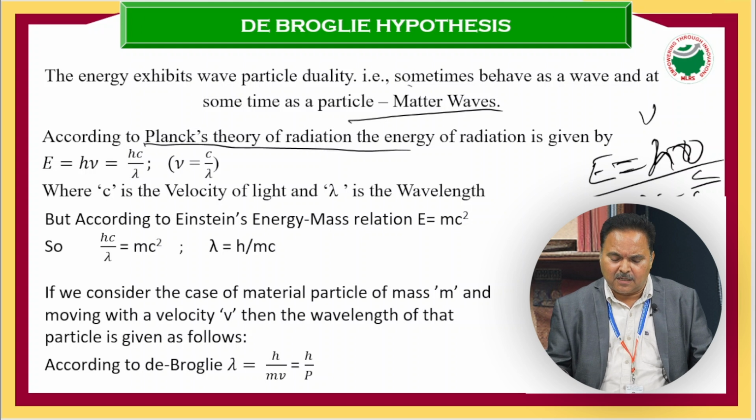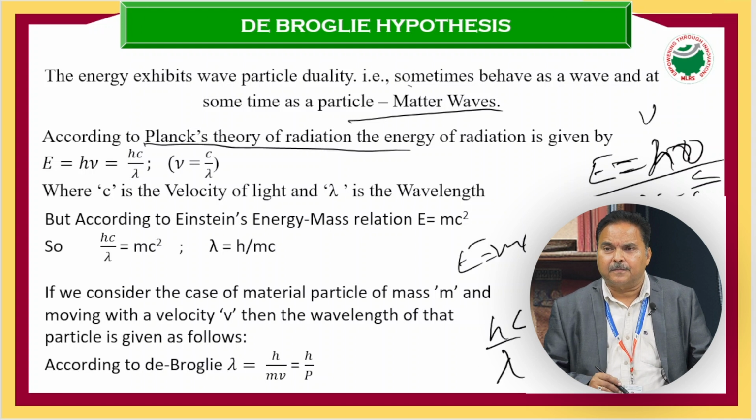One more relation is Einstein's mass energy relation, E is equal to mc square. This is also the energy for electromagnetic radiation. Equating these two equations, hc by lambda is equal to mc square. Then c cancels out, and lambda is equal to h by mc. This is the suggestion made by de Broglie, and that is why we call this wavelength the de Broglie wavelength, lambda equal to h by mc, where c is the light velocity.